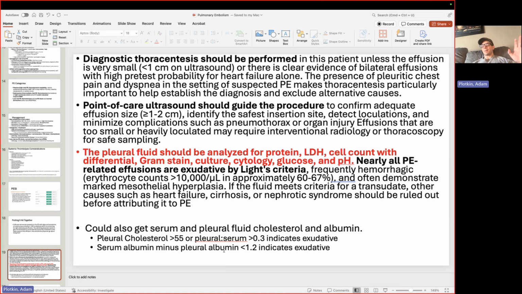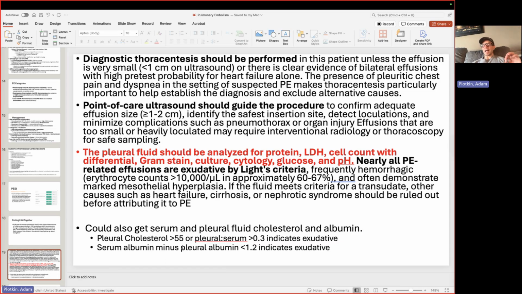Because the serum LDH upper limit of normal changes depending on which lab you're at, right? So let's say at your hospital, your LDH upper limit of normal is like 300. If my LDH in my pleural space is like 250, that's above 2/3, right? 250 divided by 300 would be above 66%. So that satisfies it, okay? So again, I only need one of those to satisfy an exudative effusion, okay? Students get this wrong all the time. I only need one, okay?